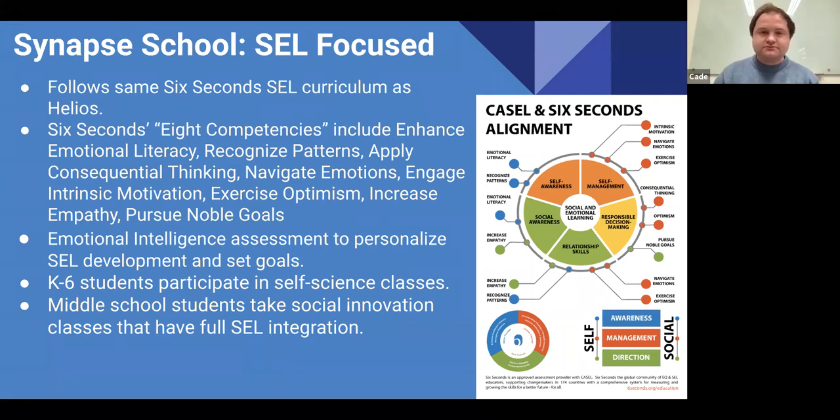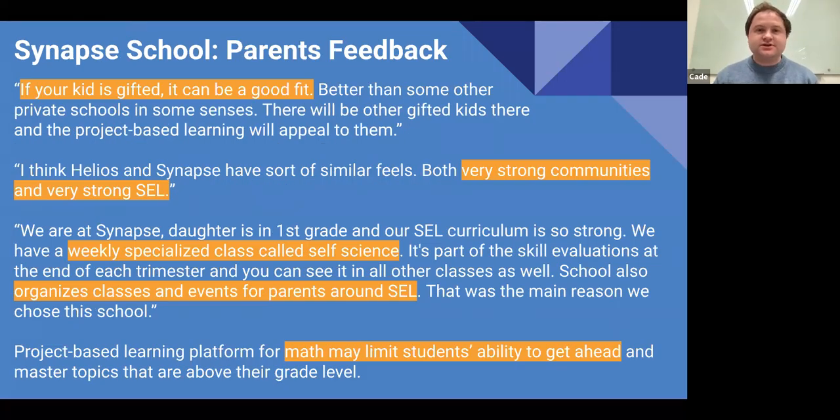And then lastly, we'll get into some parent feedback regarding Synapse. The first quote here is, "If your child is gifted, it can be a good fit, better than some other private schools in some senses. There will be other gifted kids there, and the project-based learning will appeal to them." The second quote says, "I think Helios and Synapse have sort of similar feels. Both are very strong communities and very strong SEL."